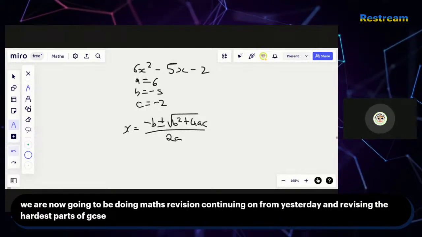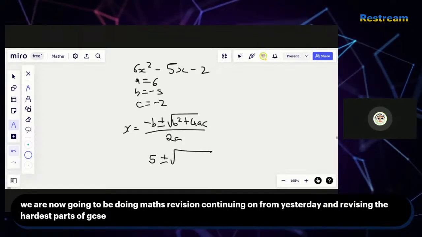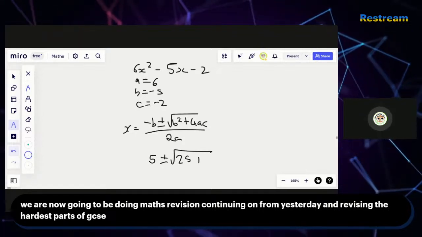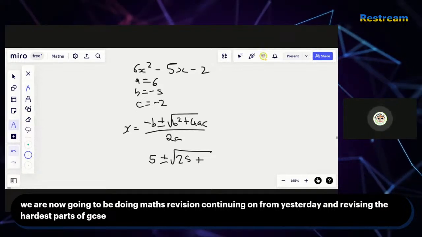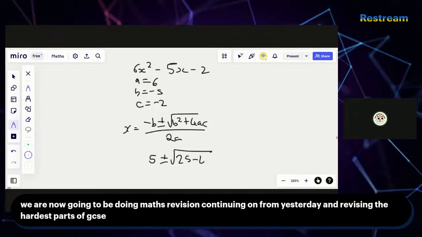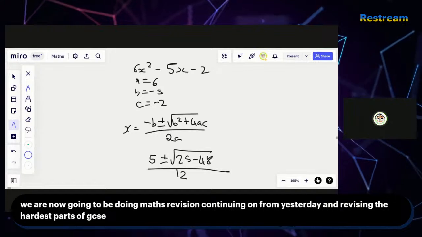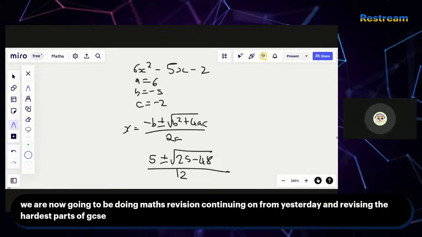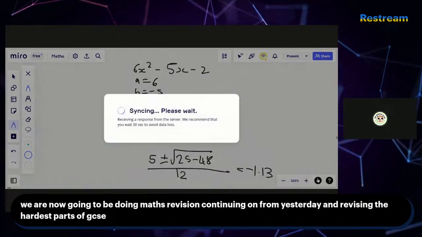So we've got minus b, but we've got minus 5, so that would just be 5 plus or minus root b squared, which is 25, minus 4 times 6, which is 24, times minus 2, which is minus 48, over 2 times 6, which is 12. And your total answer should be 1.13.